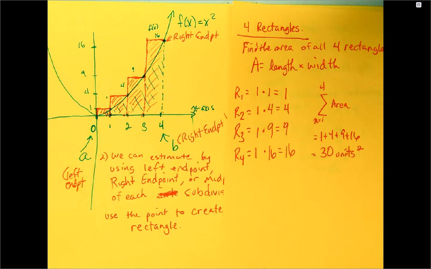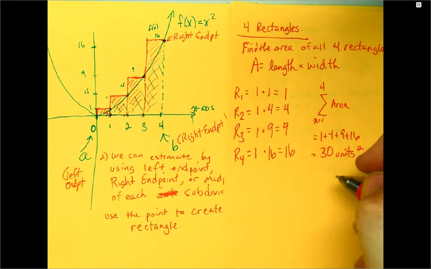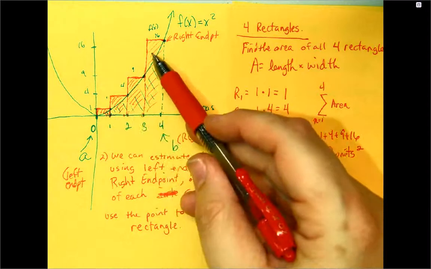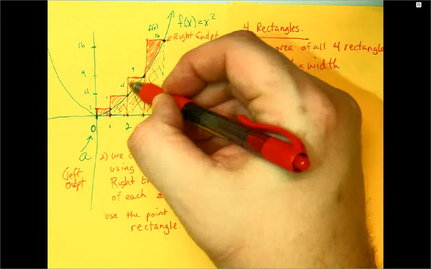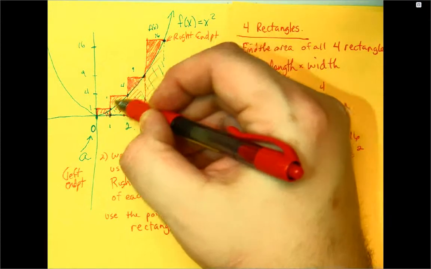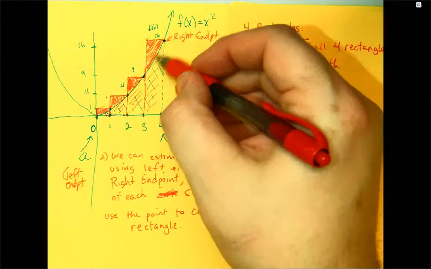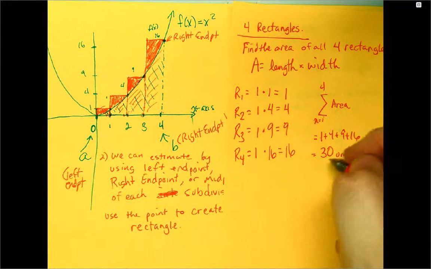Now, let me ask you this. Is this area more or is it less than the actual area? Probably less. No, it's more. Well, look, there's that chunk, that chunk, that chunk, and that chunk. We're trying to compare it to the area that's under the curve. All that red stuff is extra, isn't it? Yeah. So 30 is going to be greater than the actual area.